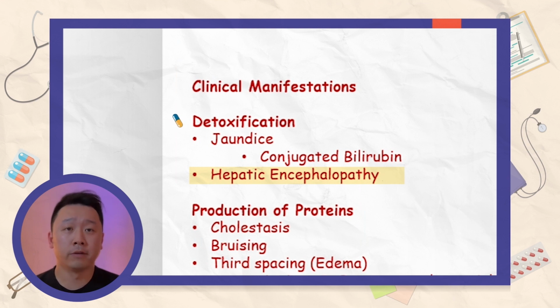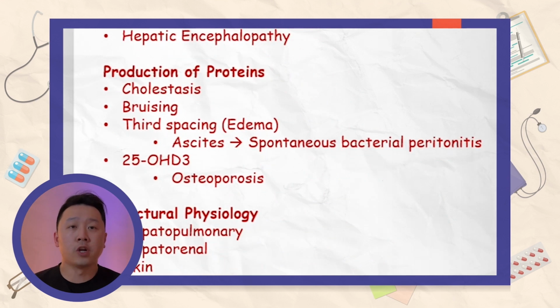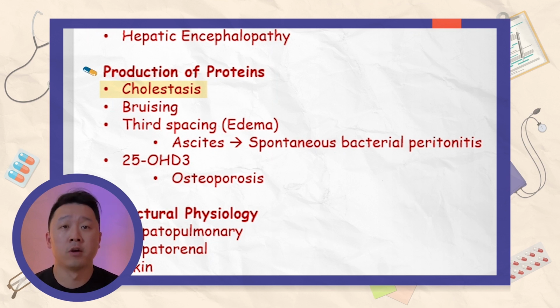The inability of the liver to process toxins such as ammonia causes a buildup of excess ammonia in the body, which causes the patient to become confused. The production of proteins: the liver makes bile. So if the liver is damaged, it can no longer produce bile, or produces less, which increases the chance of cholestasis. The liver also makes the clotting factors.